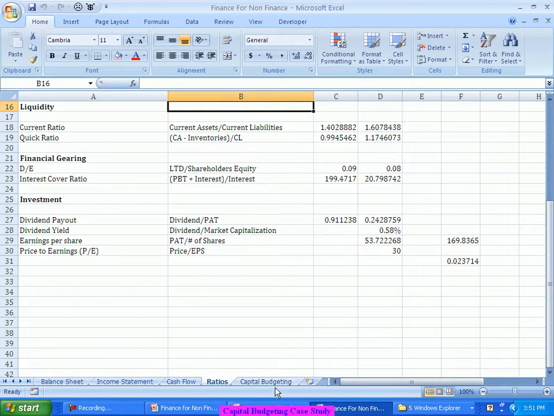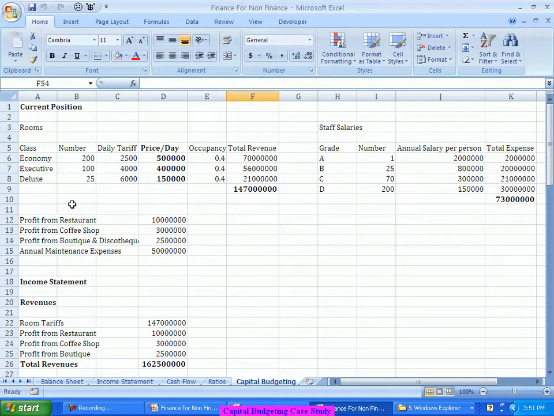Right? Now, just trying to represent the data which is already given, right? The current scenario, room-wise: there are 200 economy class, 100 executive class and 25 deluxe class rooms. Their daily tariffs are this much, so the price per day is this much. Occupancy rate is 0.4 in all of them, which gives the total revenues, working out to 14 crores 70 lakhs.